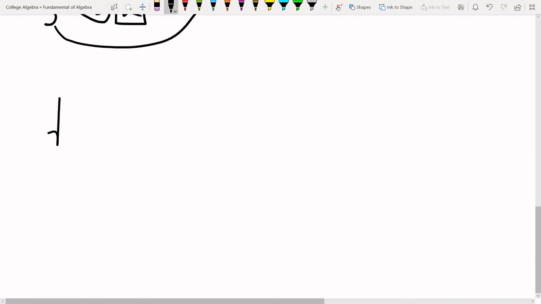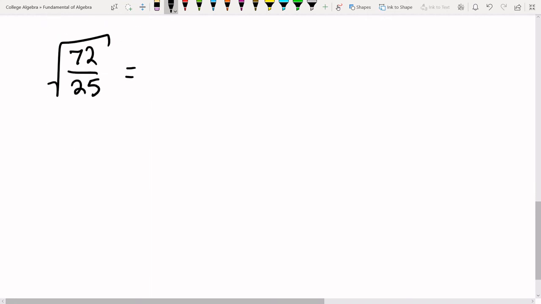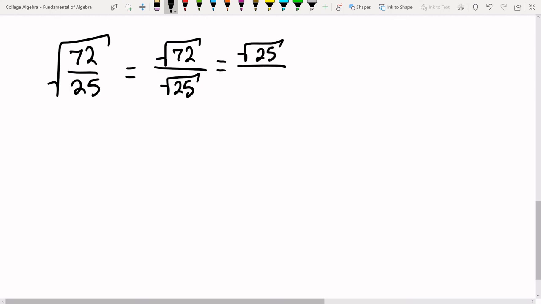Let's look at the square root of 72 over 25. So first off, we can break up this radical over the top and bottom. And the bottom, thinking about the bottom number, the square root of 25 is 5. 5 times 5 is 25. Now the square root of 72 can be reduced. The question is, in what way?